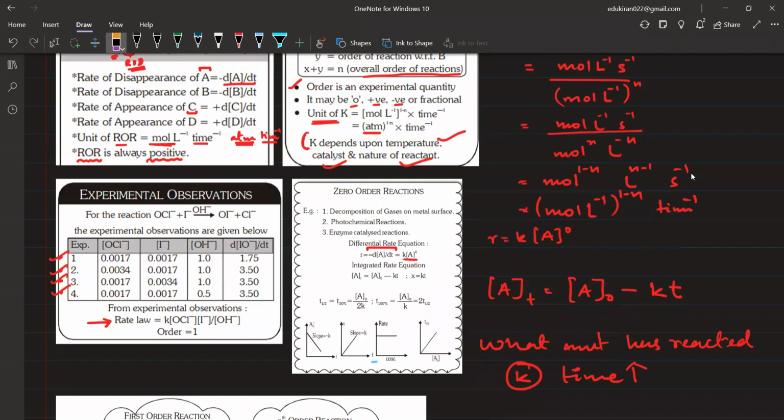Okay. And so in the last graph, what is on the x-axis? On the x-axis you have A0, the initial concentration. Okay.